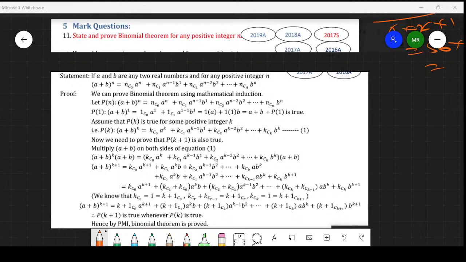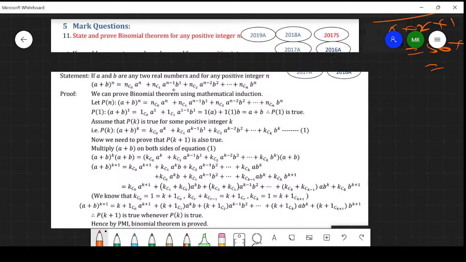Directly you can learn, with practice. If you practice 3 to 4 times, they are going to ask this definite question in the exam. You should practice this, the binomial theorem. I am going to explain this now. Definite question, you can see now.